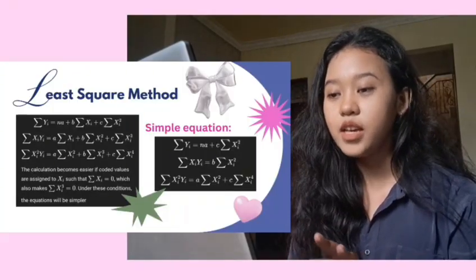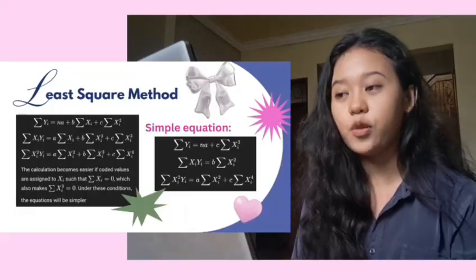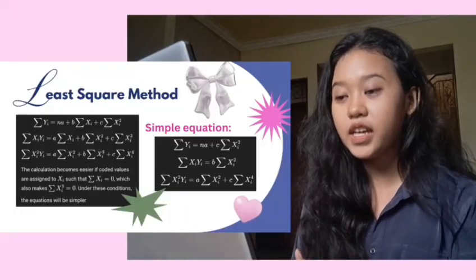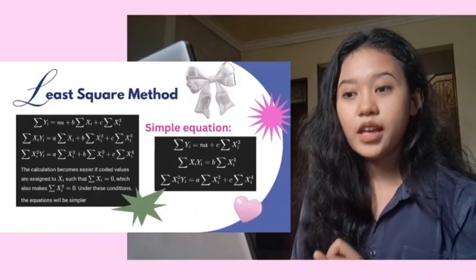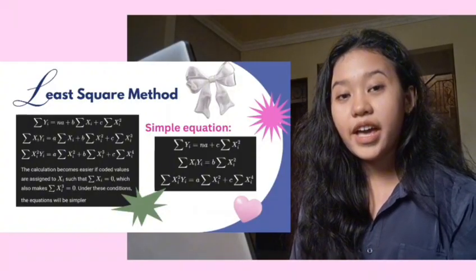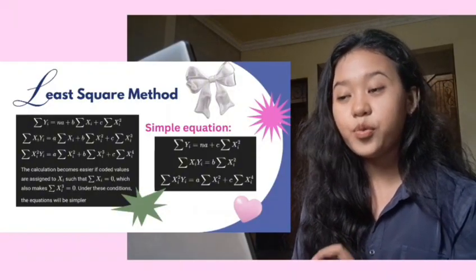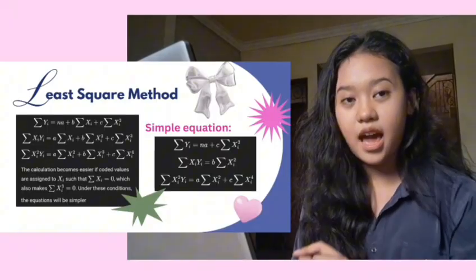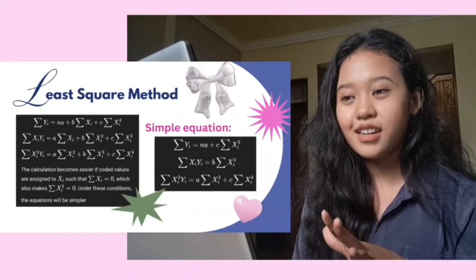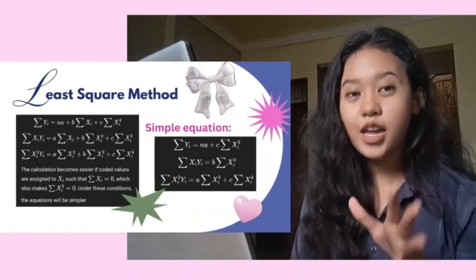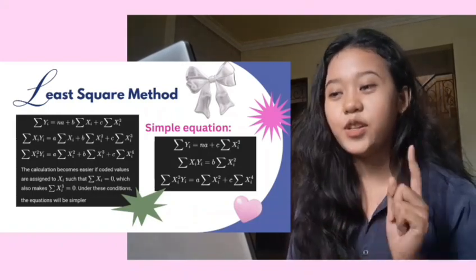Previously my friends in the group already explained about this method. So we need to make sigma xi equal to 0 by putting xi equals 0 in the middle of the xi. Maybe now it sounds hard, but I know you guys are smart and you will understand these materials easily.